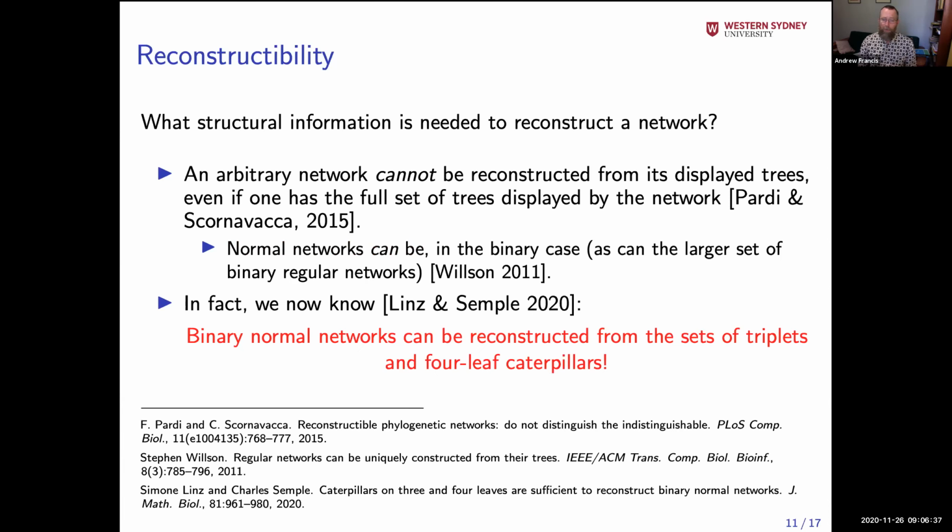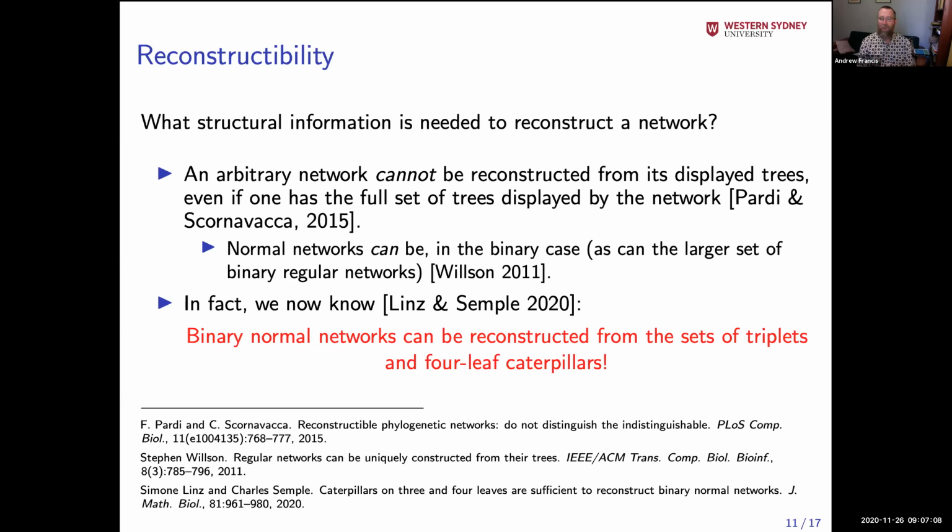But there's stuff happening all the time. And this is one of the things that excited me about normal networks, seeing Simona and Charles's paper earlier this year, that you can reconstruct normal networks, at least binary ones, from their sets of triples and four-leaf caterpillars. That's the kind of result I think is going to bring reconstruction of normal networks closer to being a reality.